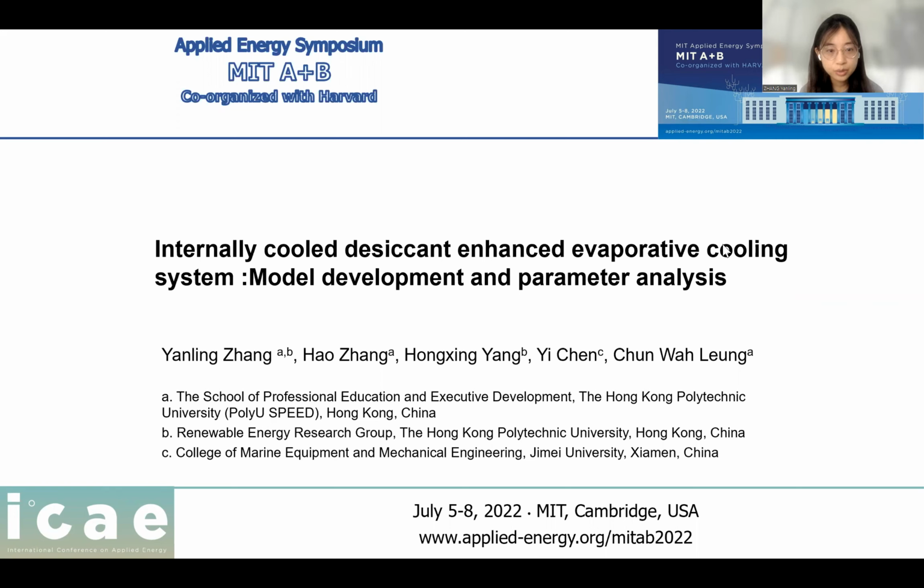Today, I'd like to introduce you a model development and parameter analysis for an evaporative cooling system, which is enhanced by the internally cooled desiccant.